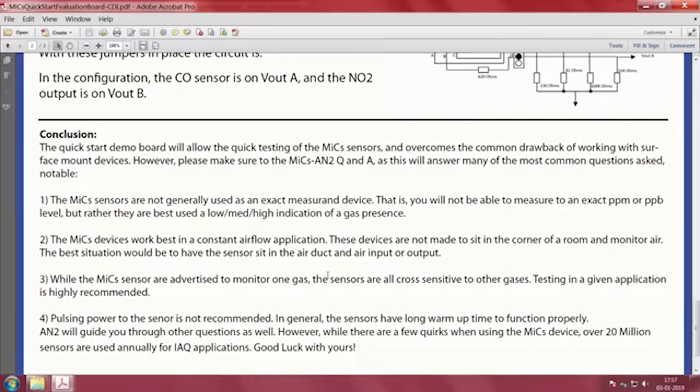So a final punchline is very good, I want you to look at this. It says, however, while there are a few quirks when using MIX devices, over 20 million sensors are used annually for indoor air quality applications. Which means in spite of all these problems of not being able to measure accurately, MIX may be a good sensor to try. I am not recommending MIX, I just took this as an example. You have so many other vendors, and I think it is good to prepare a chart which has all the sensors one by one.